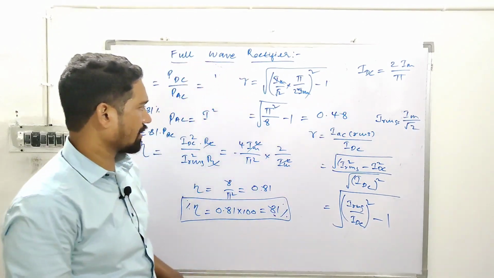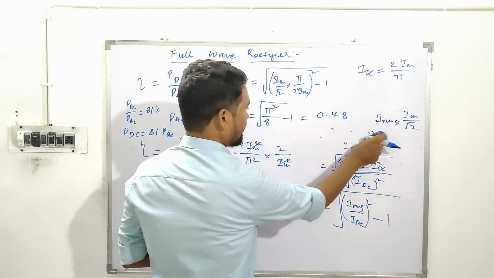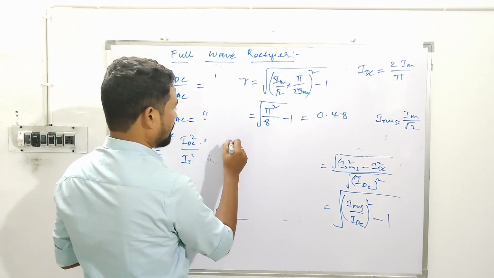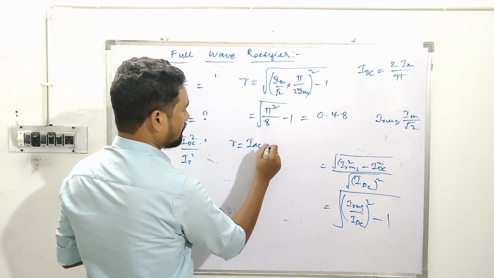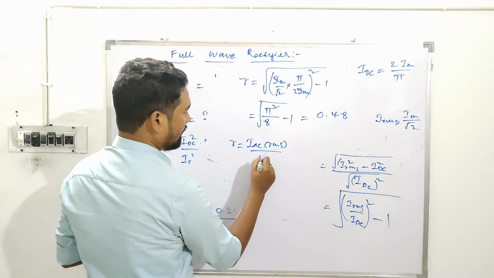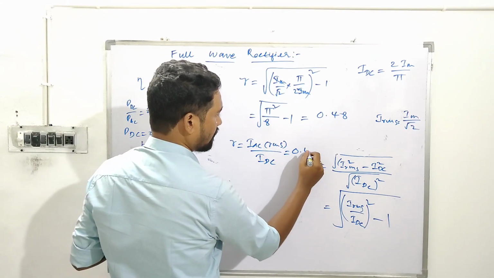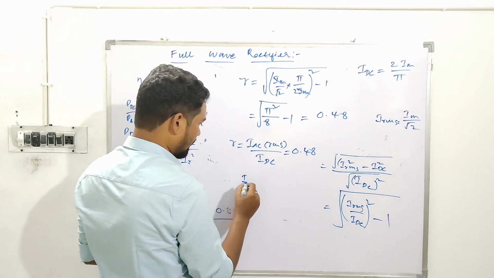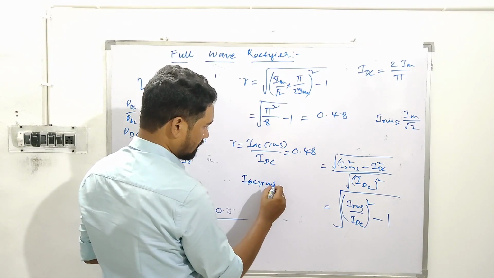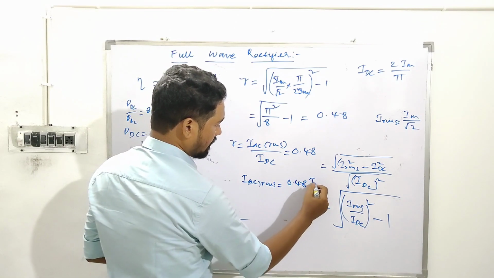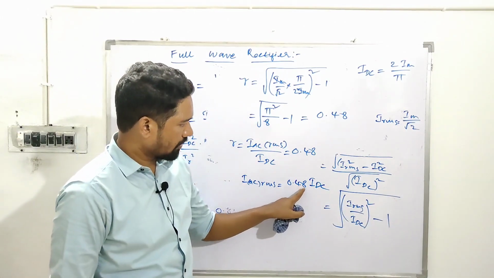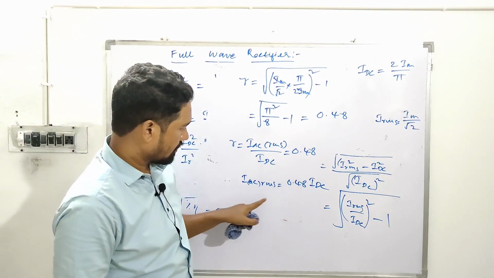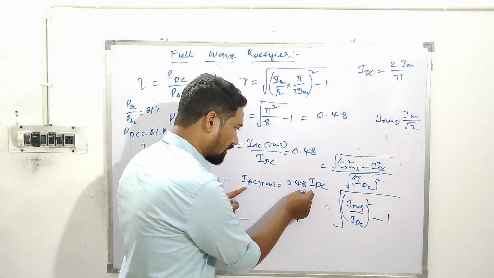So the resultant will be 0.48, something like that. I don't have a calculator with me, try that. So the ripple factor IAC RMS by IDC is found out to be 0.48. I don't remember the decimals after that. So IAC RMS is equal to 0.48 times IDC, only 0.48 times IDC. For a full-wave rectifier, the AC is only 0.48 times IDC.